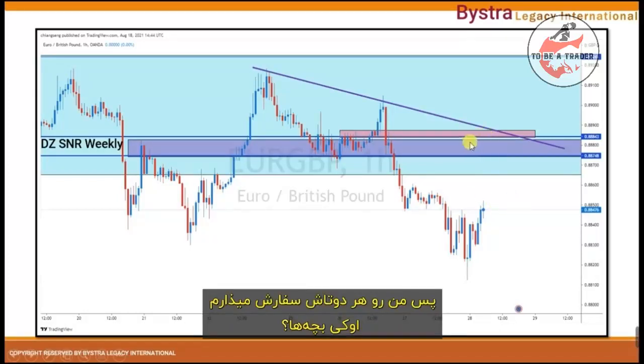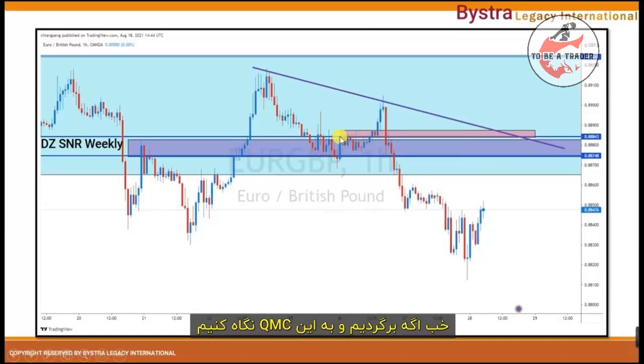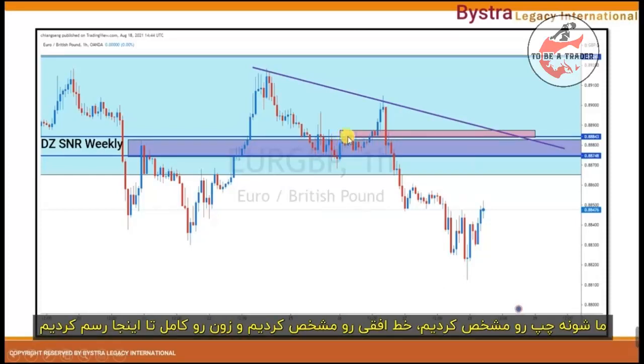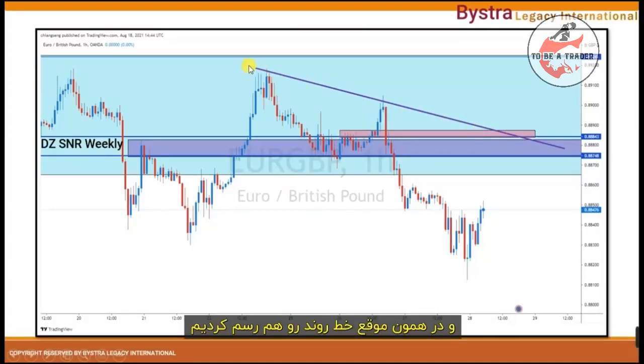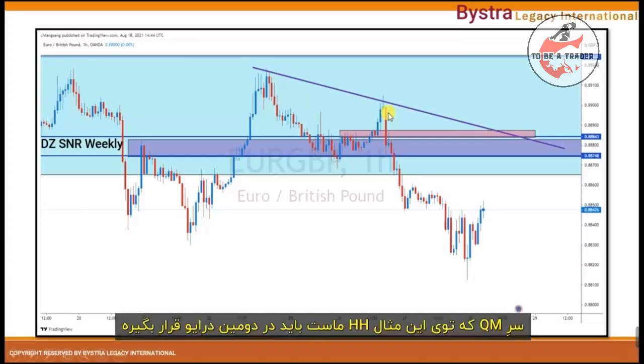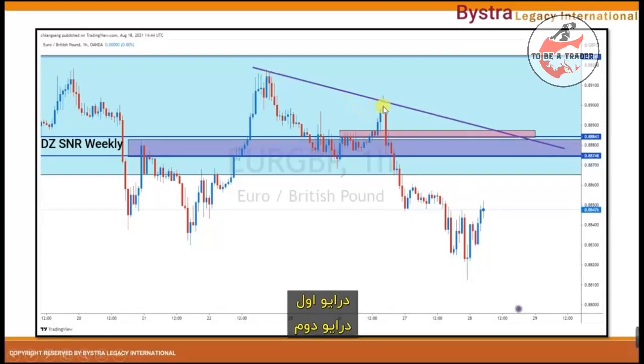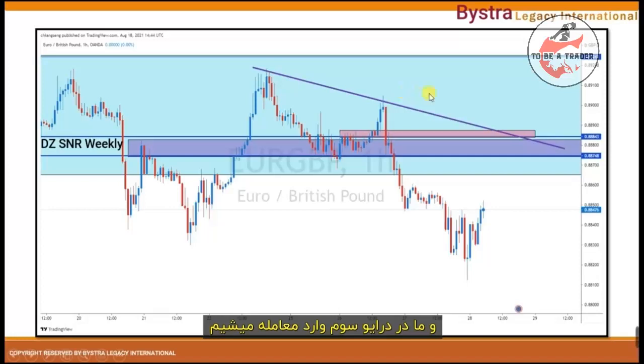Okay, guys. So now as we look back at this QMC, we mark the left shoulder again, the horizontal line, and then mark the zone all the way here. At the same time, we draw the trend line. Now remember, guys, what is the SOP for QMC? The head of the QM, which in this case is the higher high, has to be on the second drive. The first drive, second drive, and we enter at the third drive.